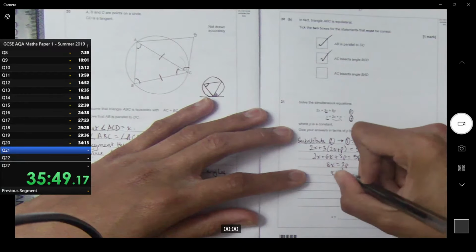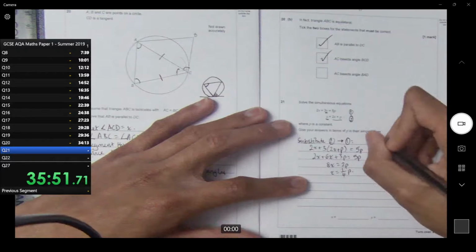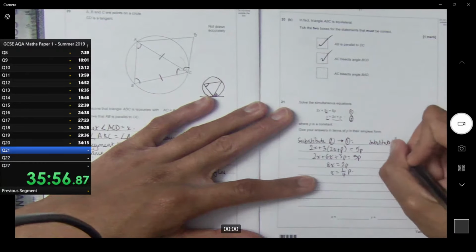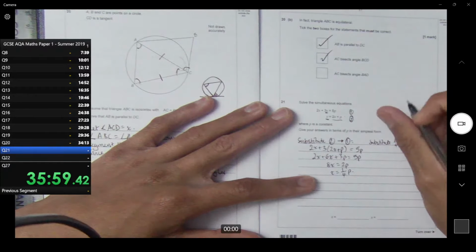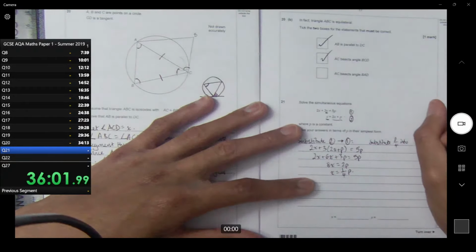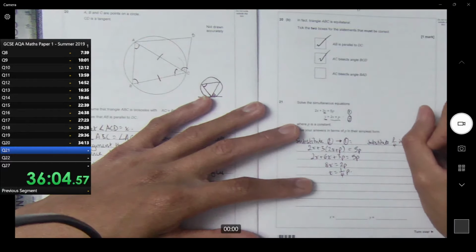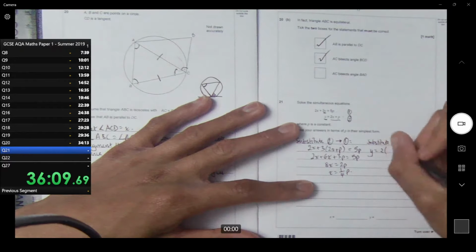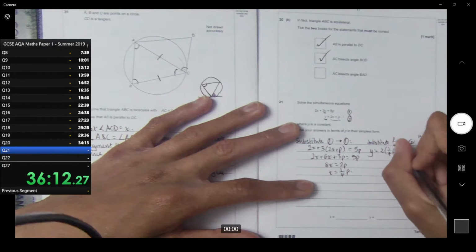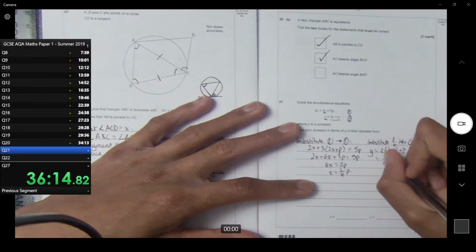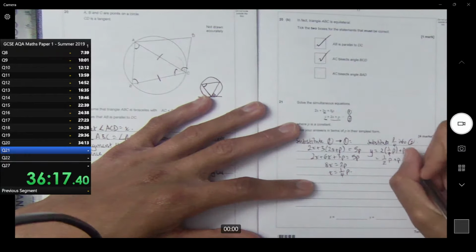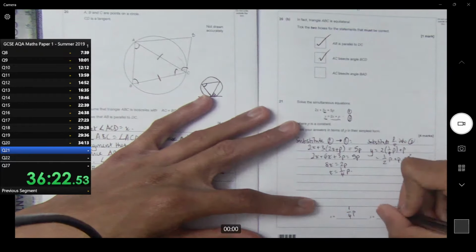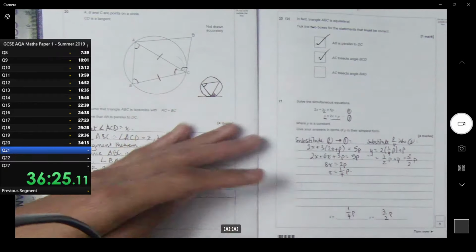x equals 1 over 4p. So substitute this into, let's say, equation 2, to get y equals 2 lots of 1/4 p plus p. So that'd be a 1/2 p plus p, 3 over 2p. So 1 over 4p for x and 3 over 2p for y.